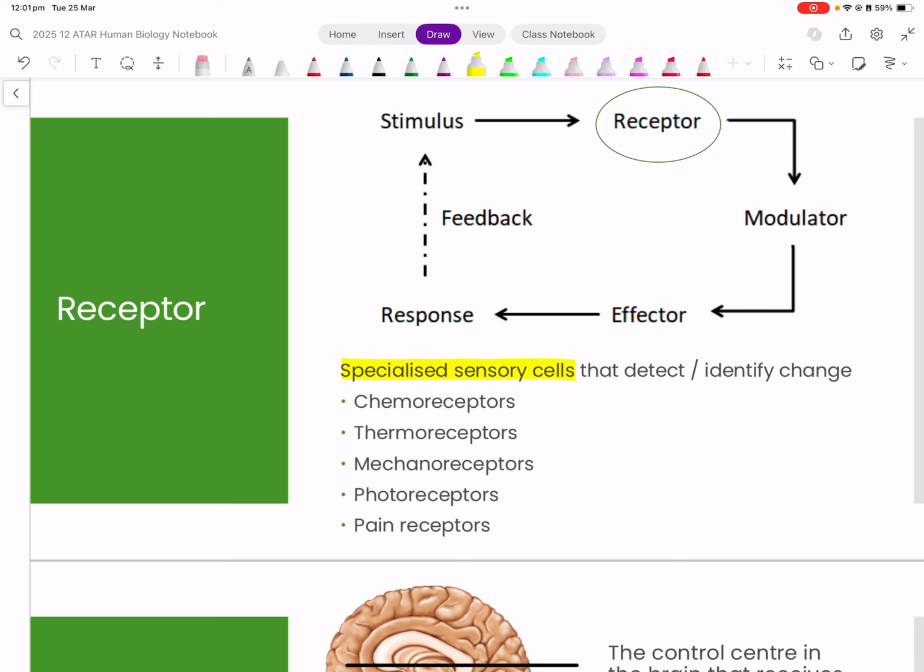Okay, so as we mentioned previously, a receptor is a specialized sensory cell, and it's something that detects that change. So we've got chemo, thermo, mechano, photo, and pain receptors. Now, we haven't really mentioned photoreceptors previously. Photoreceptors are found in the eye, and they help us with response to light. Pain receptors we've known previously as nociceptors.